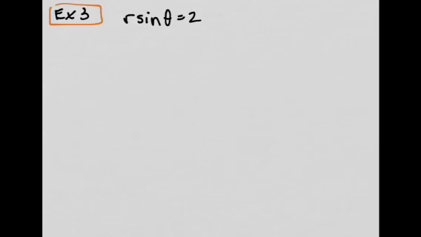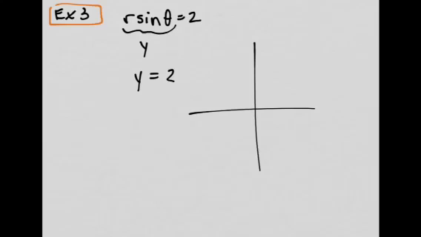What about this one? How can we do this one? Well, I already know, if you look back at your important formulas, this is y. So to make this without an r and a theta, you just substitute y equals 2. That's a line where y is just 2. It's that line right there. This is the x-axis. This is the y-axis. That's it on that one.